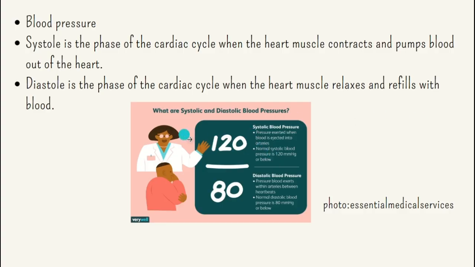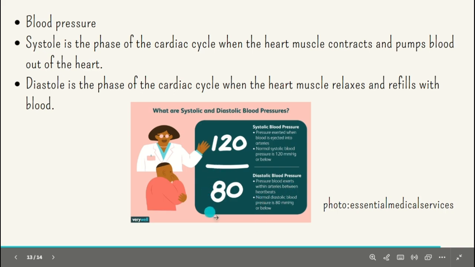If you look at the diagram, the top number, the bigger number, is going to be the systolic number, right? Which tells when the heart contracts and pumps blood out of the heart. And then the diastole is when the muscles are more relaxed, right?